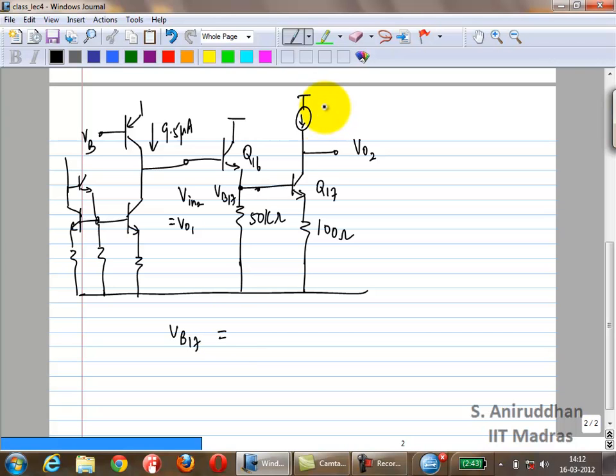So, first of all, VB17 is nothing but VB17 plus, let me call this I2, okay, or why not, I2 times 100, correct? How is I2 generated? Now if you want to find out VB17 to find out the bias points and so on, you need to find out what I2 is.